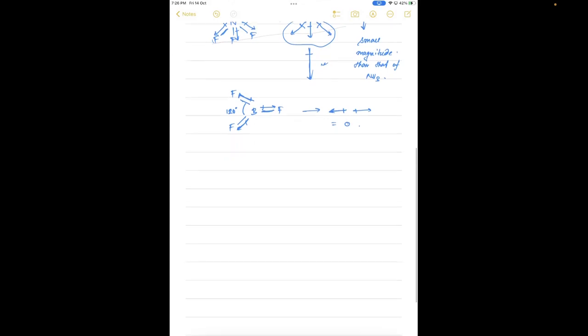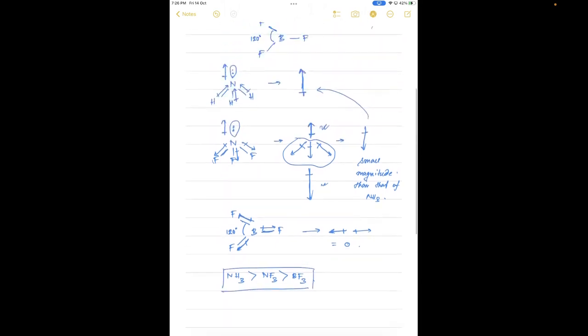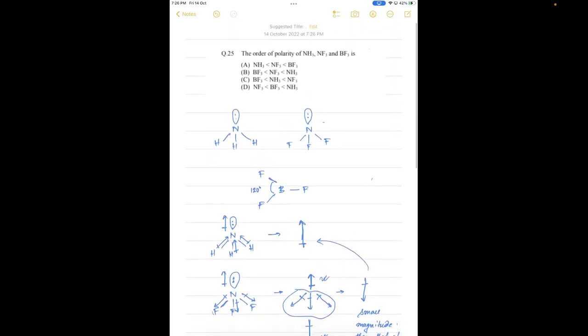So the correct order of polarity is: first, NH3 is more polar than NF3, then BF3, because BF3 is non-polar. So this is the correct order of polarity of these three compounds. So the correct option will be option B. NH3 is more polar than NF3 and BF3 is less polar or non-polar. So for question number 25, option B will be the correct answer.